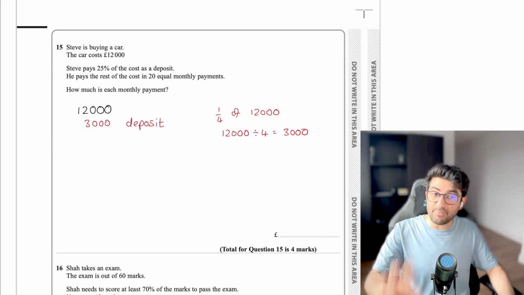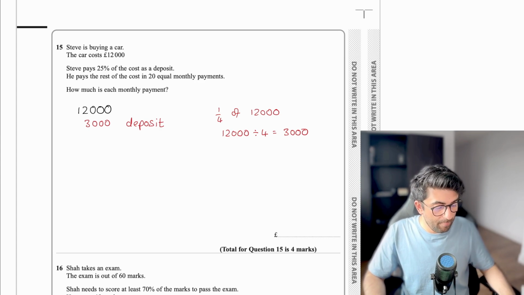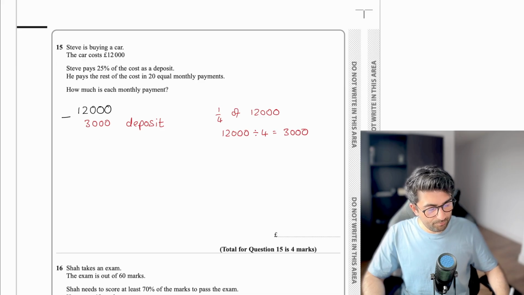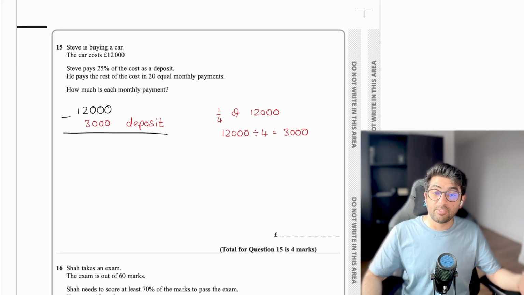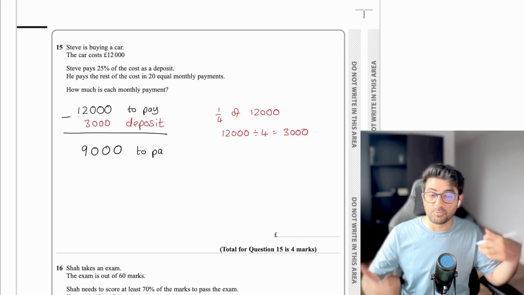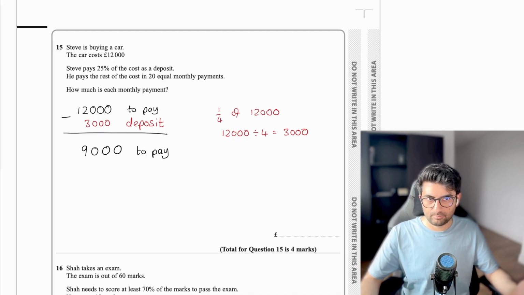Okay, so he's given them that much money already. How much money does he have left to give them? We can do a takeaway. If we take them away, 12,000 take away 3,000, the amount of money he still has to pay is 9,000. I'll write down to pay next to it so I remember what the words mean. So we've got £9,000 left to give them to buy his car.